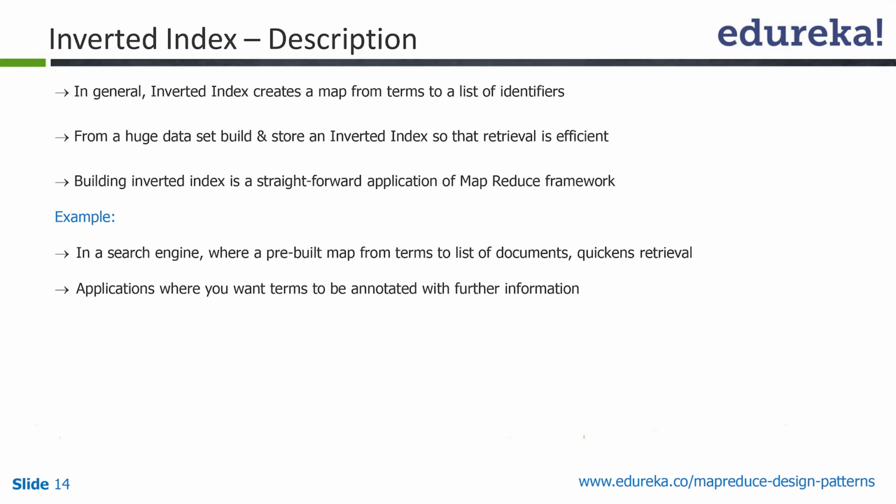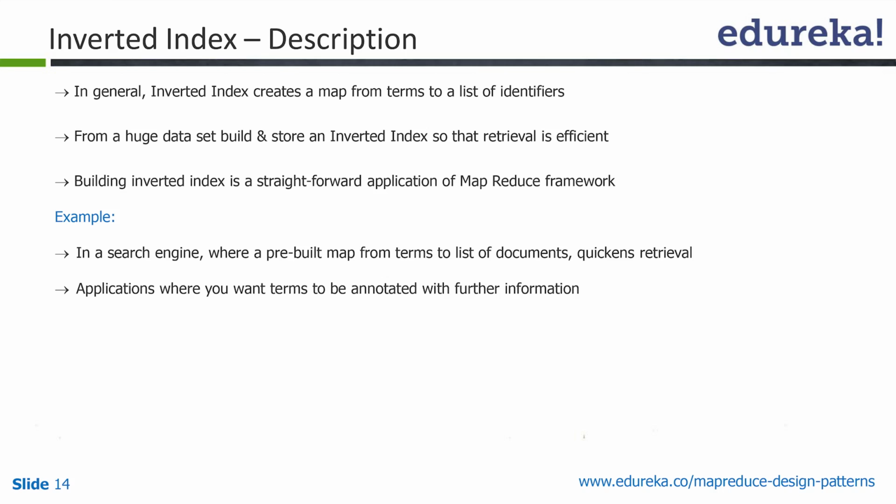But the good thing is an inverted index is a very straightforward application of the MapReduce framework. And this derives from the fact that what you're basically trying to do in an inverted index is group things based on certain keys. And this grouping function is very central to the MapReduce framework.